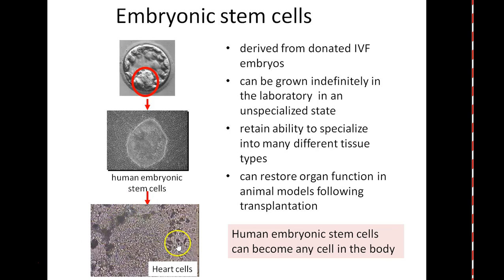And they of course can be differentiated. Here, this picture shows heart cells that were derived from embryonic stem cells in culture, in the petri dish. They were beating heart cells, fully functional heart cells on the petri dish.